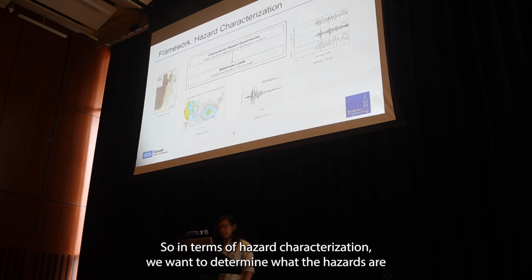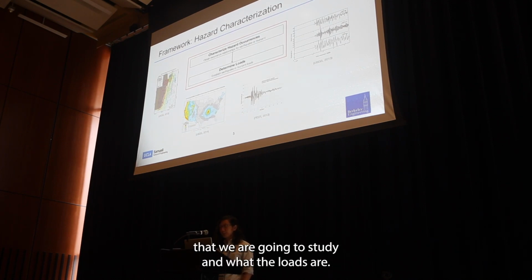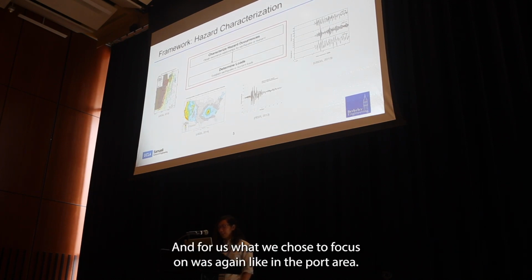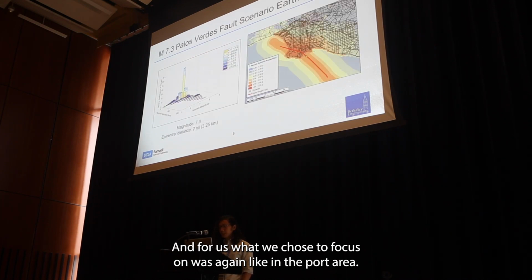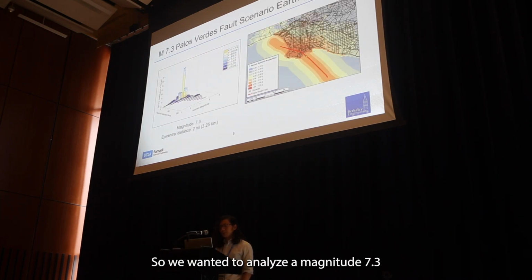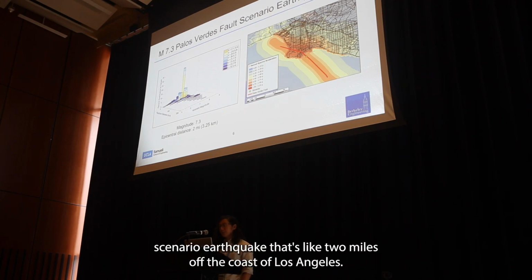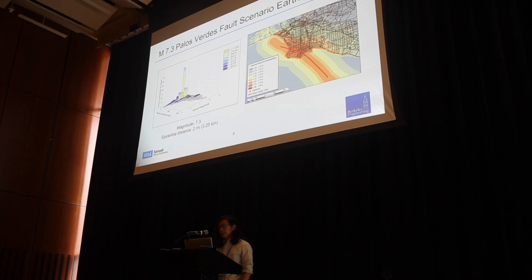In terms of hazard characterization, we want to determine what the hazards are that we are going to study and what the loads are. We chose to focus on the port area, so we wanted to analyze a magnitude 7.3 scenario earthquake that's 2 miles off the coast of Los Angeles.